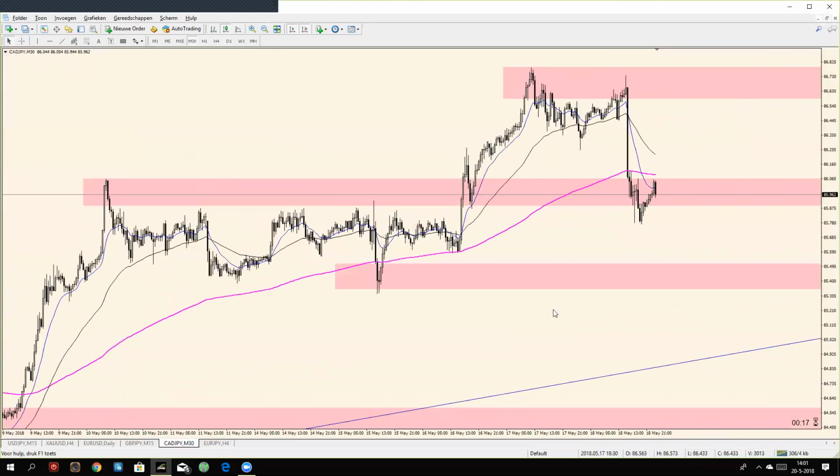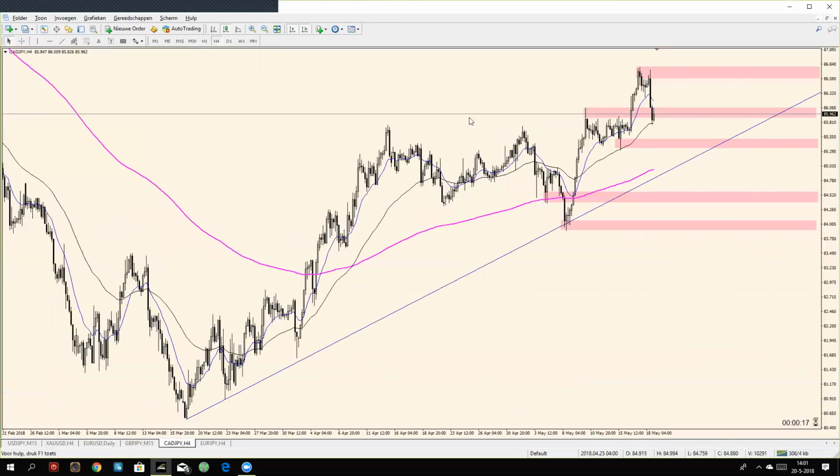But it's a nice pair, you know. It does good. So yeah, that is my idea. Overall we are up. You could expect a little pullback, but overall you're up, so we have to see.